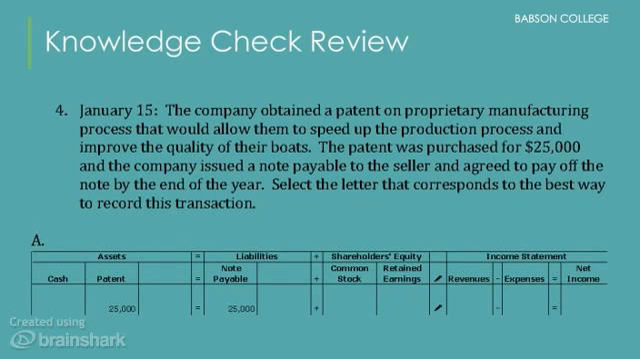In question four, you obtain a patent. The patent is purchased for $25,000, only you don't pay cash. You sign a note. You issue a note saying, I promise to pay you in a year or at the end of the year. So in this case, an asset still goes up, patent, $25,000. And instead of cash going down, because we're not paying cash right now, we now have a liability that we're going to have to pay off. So the liabilities go up. We call it note payable. So the correct answer there is A.